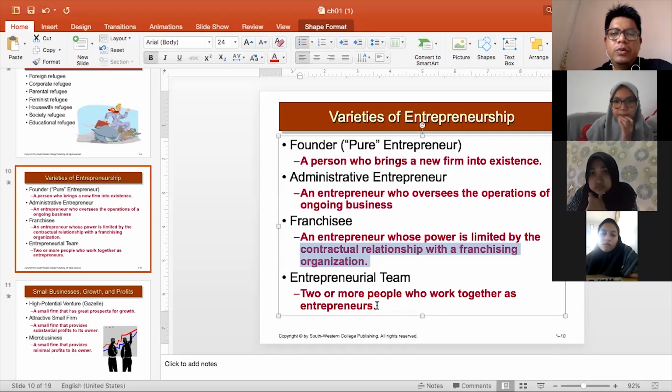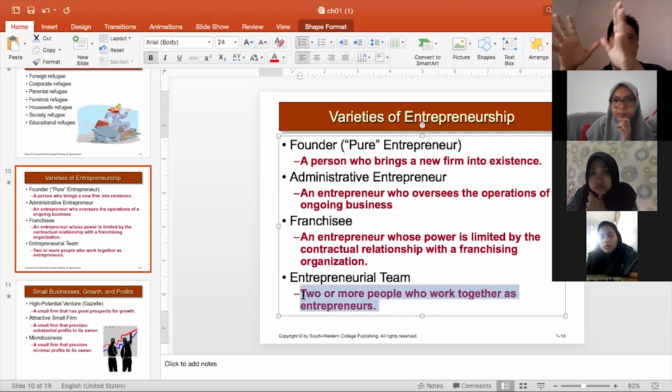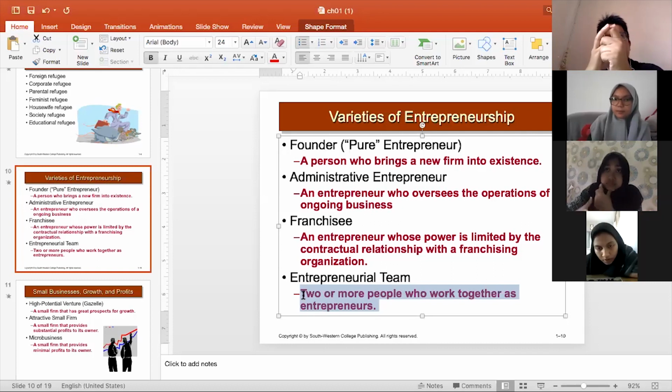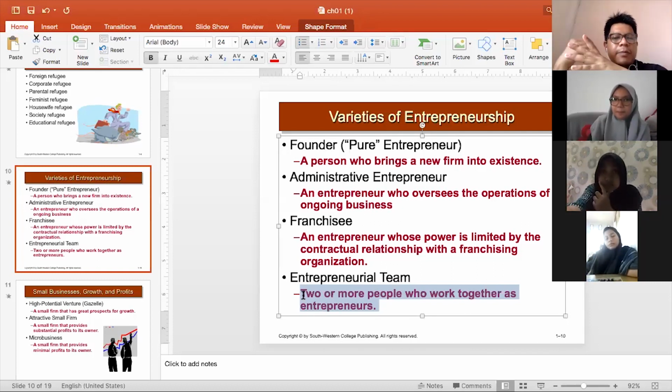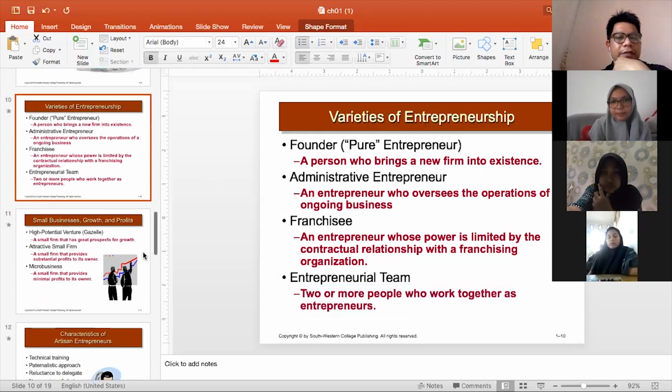Entrepreneurial team, two or more people who work together as entrepreneurs. Nowadays, we can see that a virtual organization has no structure; they have a culture, but a really flexible one. They have no strong commitment, but they just say, hey, you finish that, and I will provide this, and we just meet after the output happens. After that we are going to sell our product, just like that. It's the virtual organization.